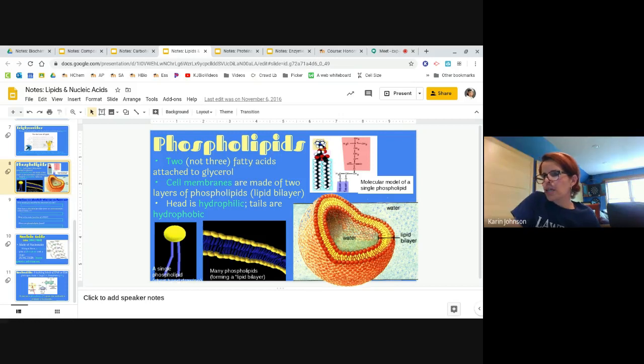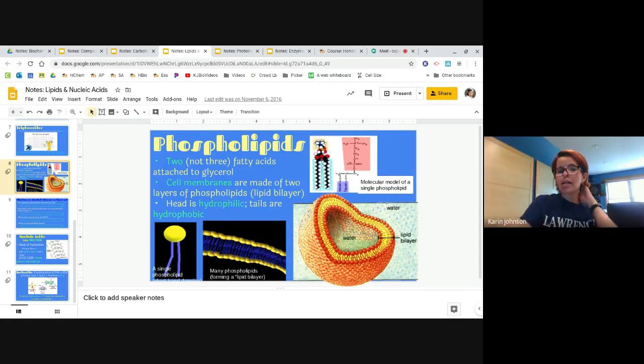Yep. And so number 21, the head of the phospholipid, has 2 words associated with it. The head is hydrophilic, which means it loves to be close to water. And the head is polar. Water is a polar molecule. It has a little bit of a charge. The head of the phospholipid has a little bit of a charge, and so they're attracted to each other, kind of like magnets are attracted to each other.